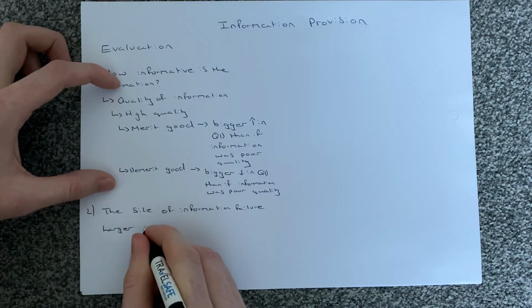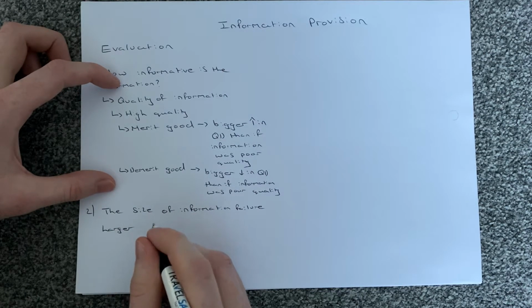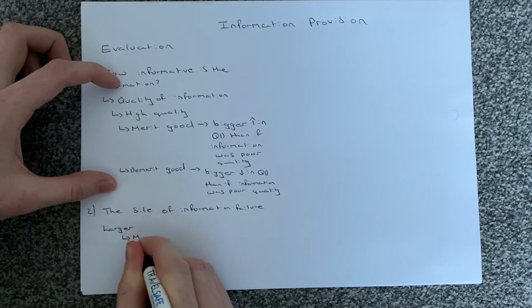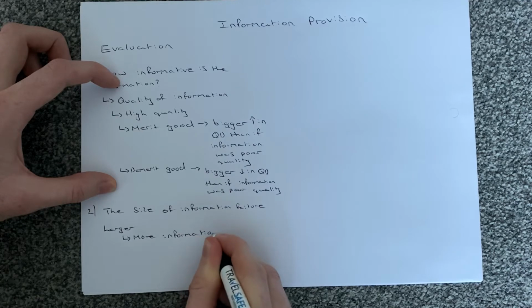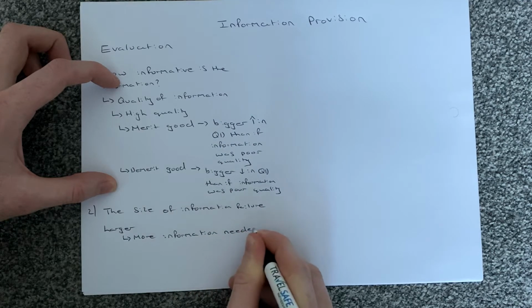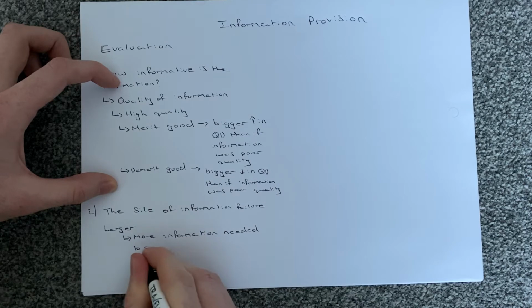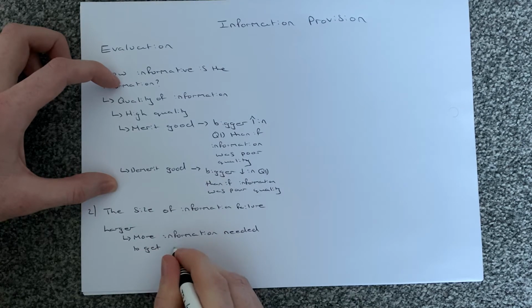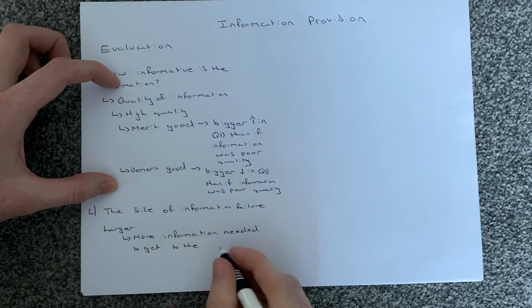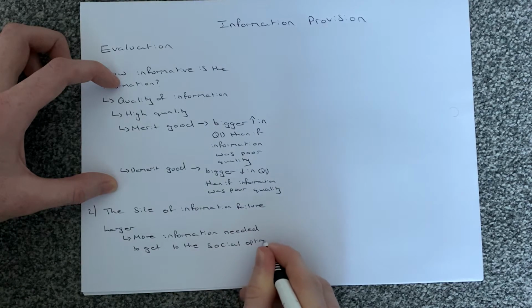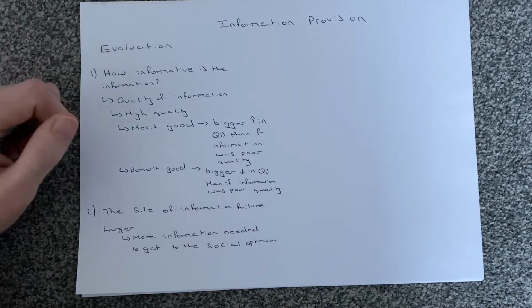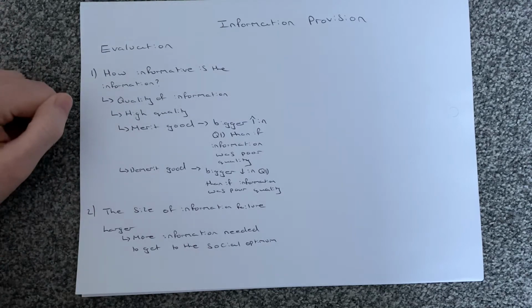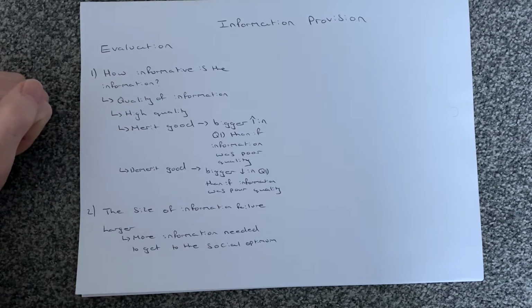So the larger the information failure, the more information needed to get to the social optimum. So we may argue that if there's a large information failure, it may be more difficult to get to the social optimum because more information is needed.